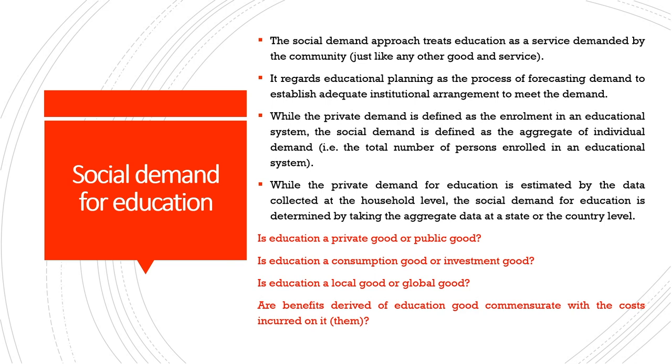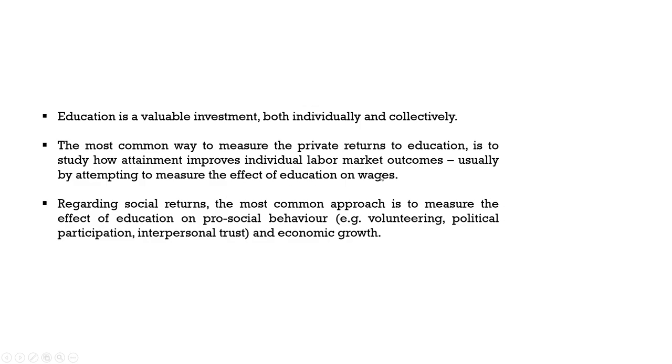Now, while private demand is defined as the enrollment in an educational system, the social demand is defined as aggregate of individual demand. And private demand is estimated by the data collected at the household level, but social demand for education is determined by taking the aggregate data at a state or the country level. So these are issues that provoke questions in our mind with regard to, is education a private good or a public good? Is education a consumption good or an investment good? Is it a local good or a global good? And are benefits derived of education good commensurate with the costs incurred on them? So these are all issues that we will take up in a few weeks' time.